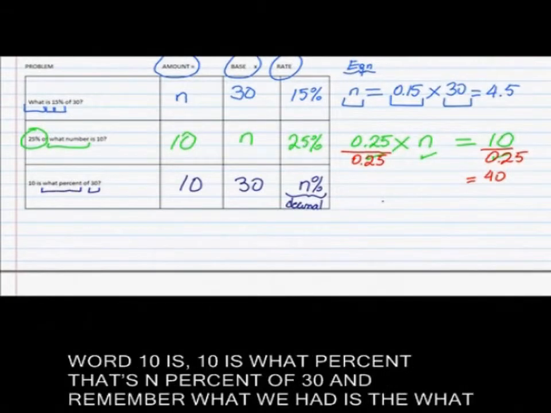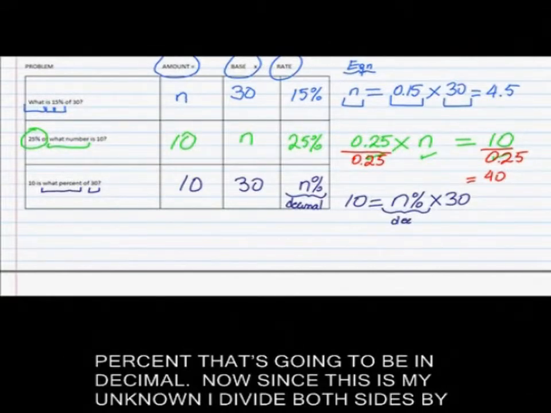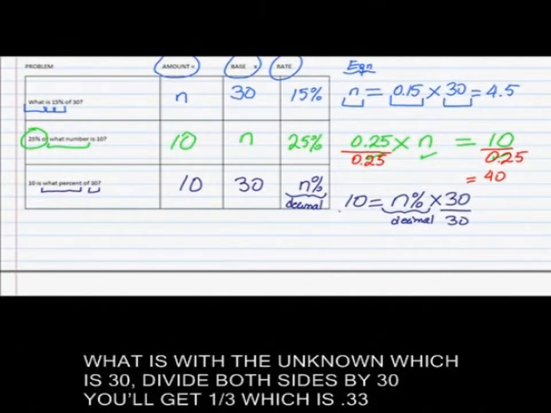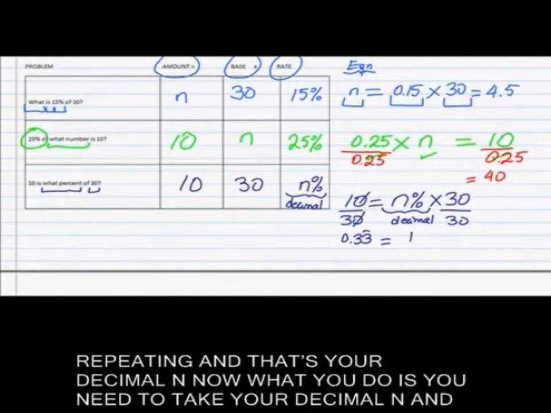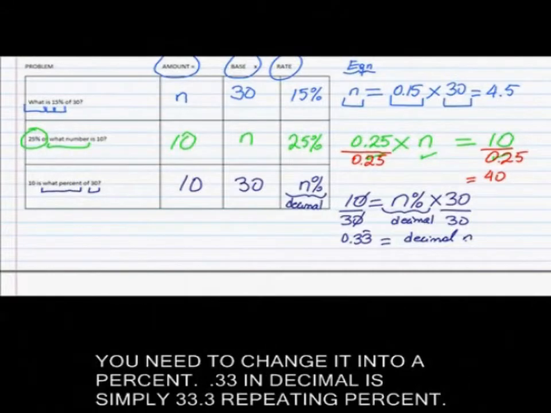Now let's translate it word by word. 10 is what percent, that's n, percent of 30. And remember what we had is the what percent, that's going to be in decimal. Now, since this is my unknown, I divide both sides by what is with the unknown, which is 30. Divide both sides by 30, you'll get 1/3, which is 0.33 repeating. And that's your decimal n. Now, you need to take your decimal n and change it into a percent. 0.33 in decimal is simply 33.3 repeating percent.